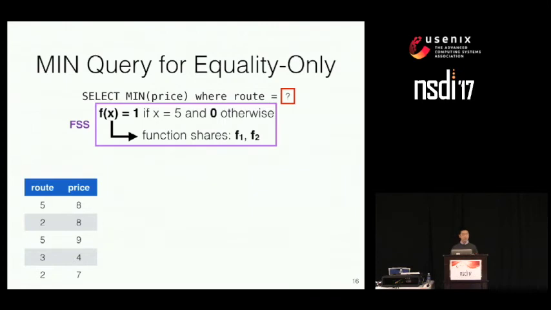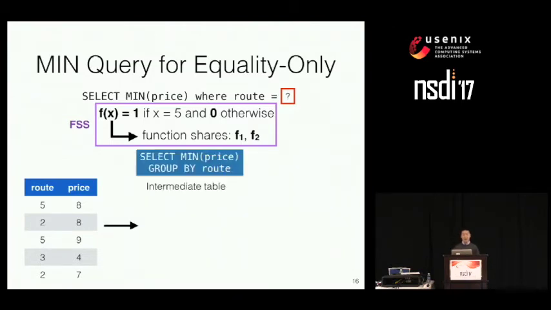So we use the same function as before, generate shares, and send them to the provider. However, using FSS is not enough to execute this query, but Splinter can circumvent this. The provider can use the public information in the user-provided query to form another query. More specifically, in our example, the provider performs select min price group by route.